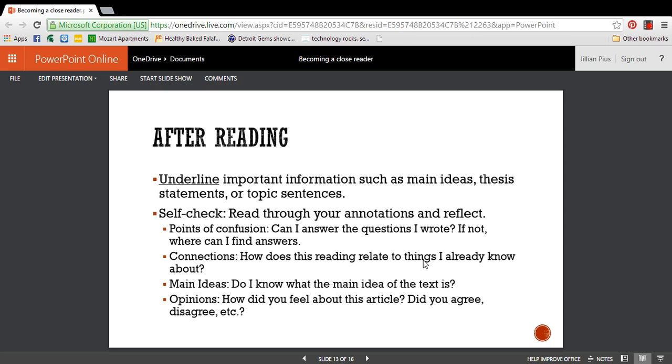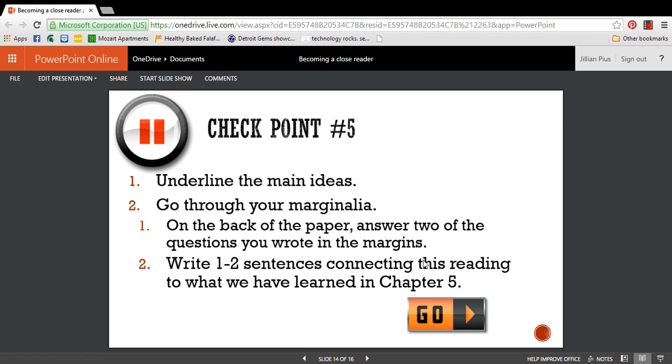You can also ask yourself, do I know what the main idea of the text is? Or how did I feel about the article? Did I agree? Did I disagree? Checkpoint number 5. I want you to go through the article, underline the main ideas. And then I want you to go through the marginalia, and on the back of your paper, answer 2 of the questions you wrote in the margins. And then I want you to write 1 to 2 sentences connecting this reading to what we've learned in chapter 5. So pause the video and do those things.